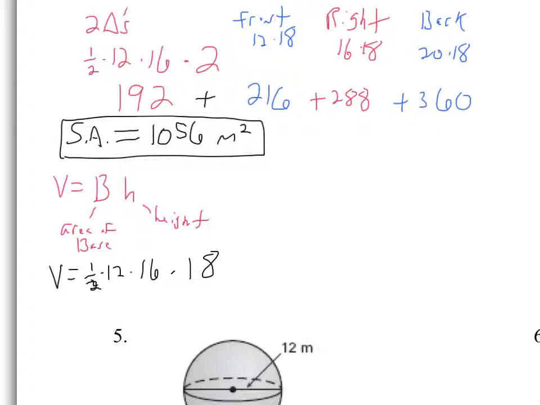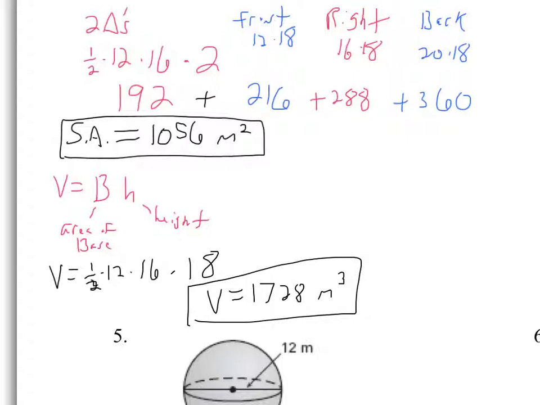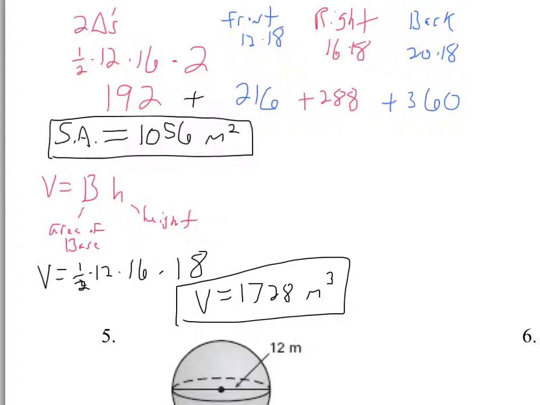So 1/2 times 12 times 16 times 18 is 1,728. And so that is your volume. And that would be cubic meters. So that's a lot of 1 by 1 by 1 cubes. All right, on to the next one.